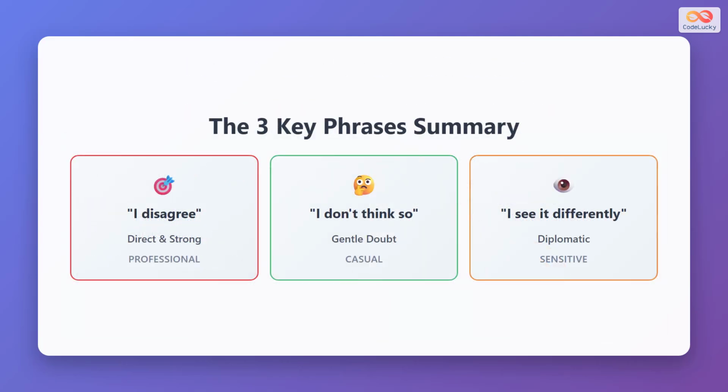Here is the summary of our three key phrases. I disagree is direct and strong, perfect for professional situations. I do not think so expresses gentle doubt for casual conversations. I see it differently is diplomatic and ideal for sensitive topics.